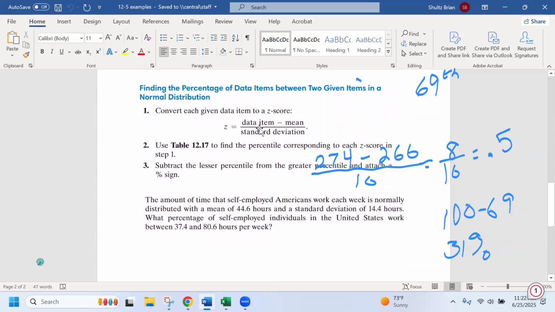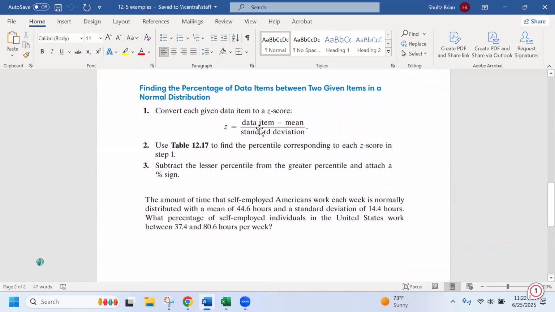The next part is finding the percentage of data items between two given items in a normal distribution. We need to convert each data item to a z-score, and then we'll talk about what we do. The amount of time that self-employed Americans work each week is normally distributed with a mean of 44.6 and a standard deviation of 14.4 hours. What percentage of self-employed in the United States work between 37.4 and 80.6 hours per week?